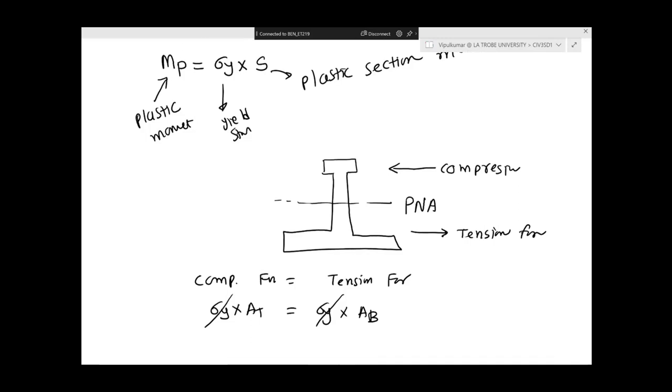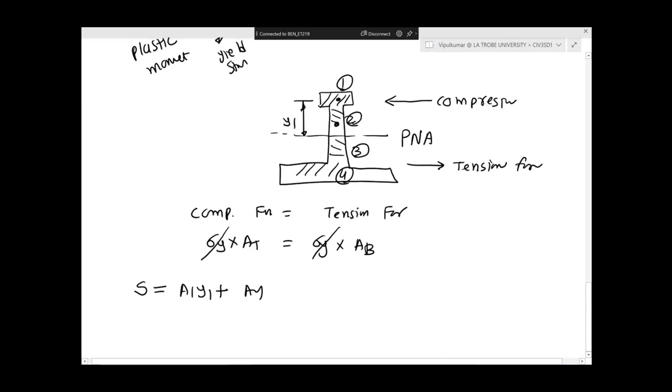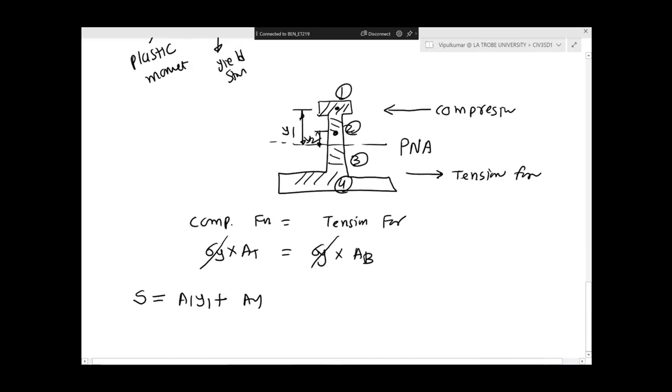Now, if I want to calculate the plastic section modulus, then what you do, let's say this is area one, this is two, this is three, and another one, four. I just divided them into different sections. So you take area times the distance y1, from the centroid of that area to the plastic neutral axis. So A1 Y1, plus area two, from its centroid to the plastic neutral axis, A2 Y2, plus A3 Y3, and plus A4 Y4. That is your plastic section modulus. Understand that?